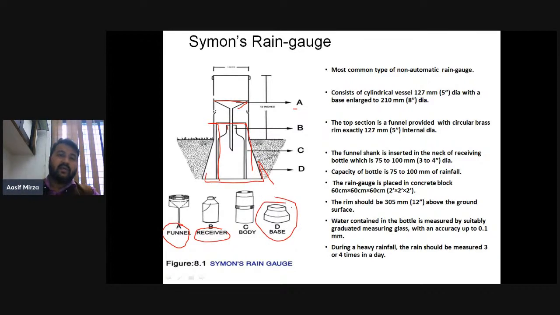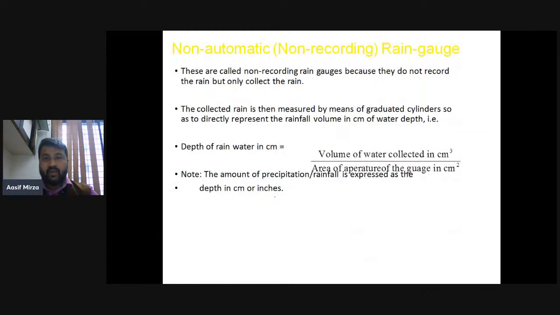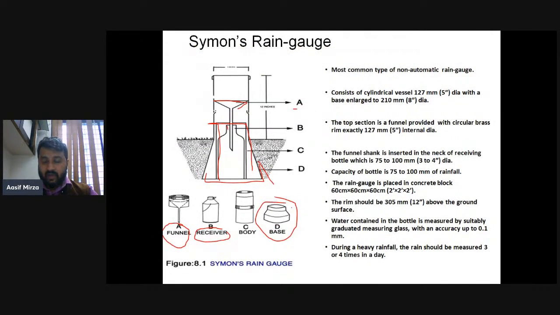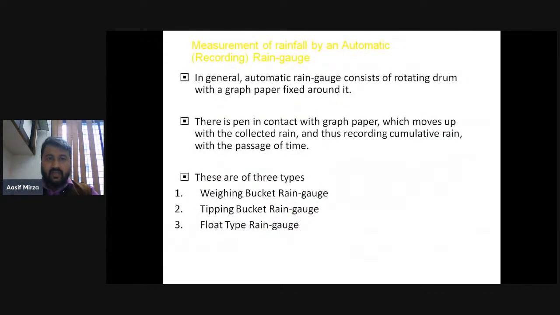So the Symons rain gauge, which is shown in this figure, you have the dimensions of it. In the GATE examination, it might ask about the dimensions or parts of the Symons rain gauge. So this is the non-automatic rain gauge that we have to remember. Sometimes a question may be asked on identification of true or false statements about the non-automatic rain gauge, and there will be several options like the Symons rain gauge, non-automatic or non-recording rain gauge. You have to choose any one or any two from these. So you have to remember that.